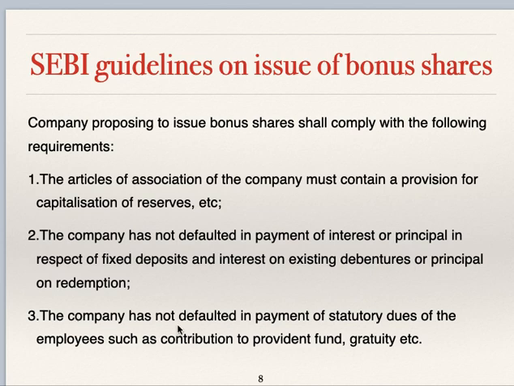Third guideline, a company has not defaulted in payment of statutory dues of employees such as contribution to provident fund, gratuity, etc. So this is again similar to condition given in the Companies Act. Now what we have seen, first guideline, this bonus issue must be authorized by articles. But if there is no such provision in the articles, then company must pass a resolution at general meeting making provision in the articles of association for capitalization of profits, that is for issue of bonus shares.